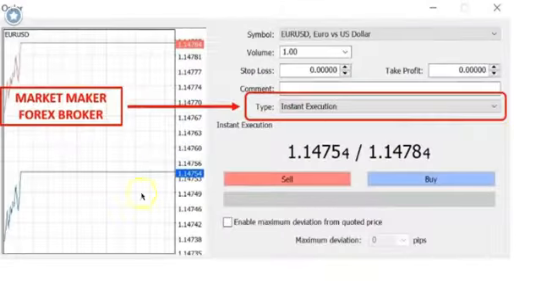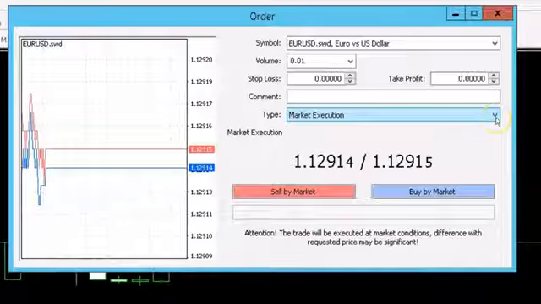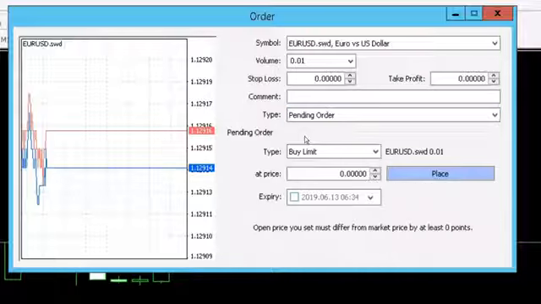Now if you're looking at a market maker, then in that same block where it says type, it'll say instant execution. And then the other thing that you want to check is your pending orders.